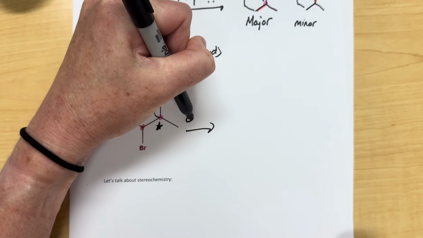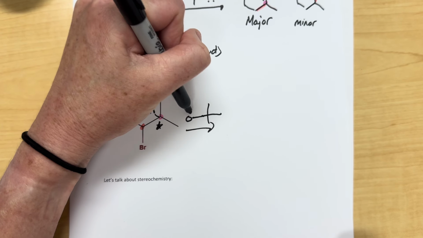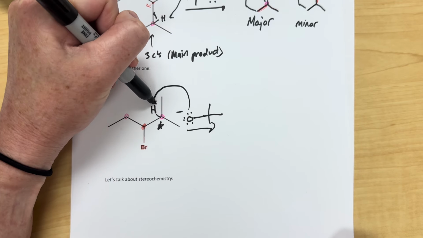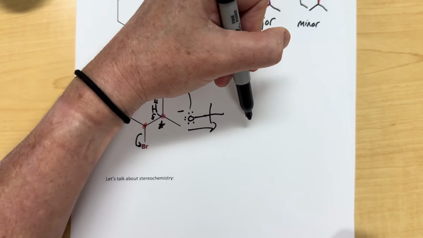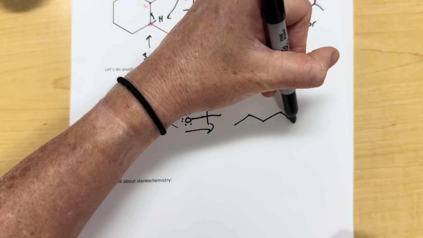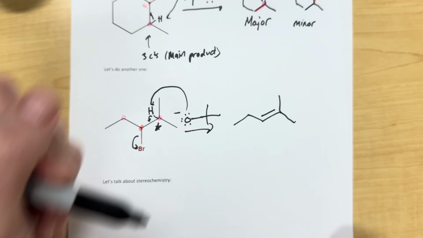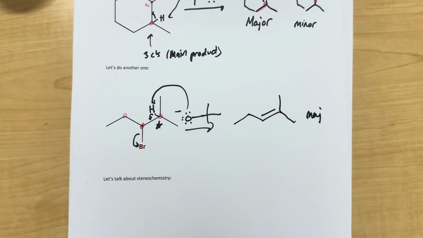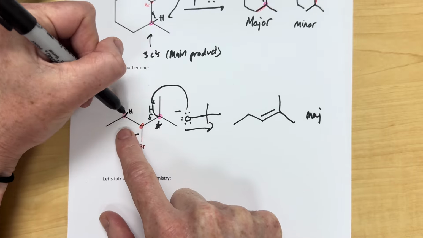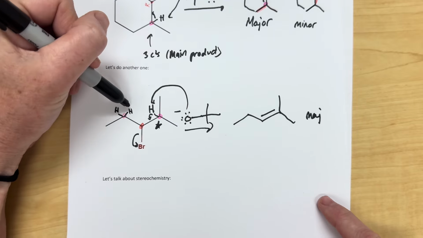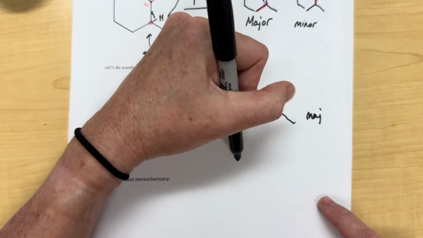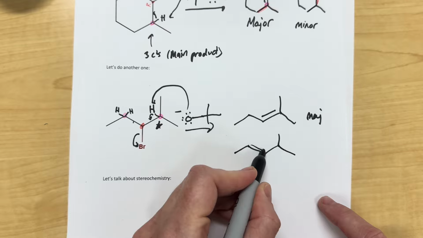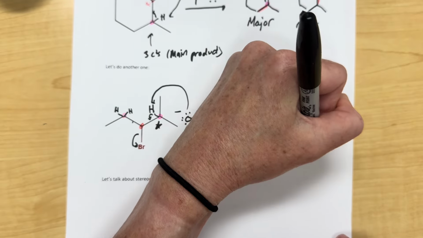So if we react this with our tert-butoxide, it's going to grab that hydrogen, that pops down, that pops off, and you get that as a product. That's going to be our major product. But if it happened to have grabbed off of this alpha here, it would have grabbed this, that pops down, that pops off, and you would have ended up with a double bond right there. And that would be our minor product.